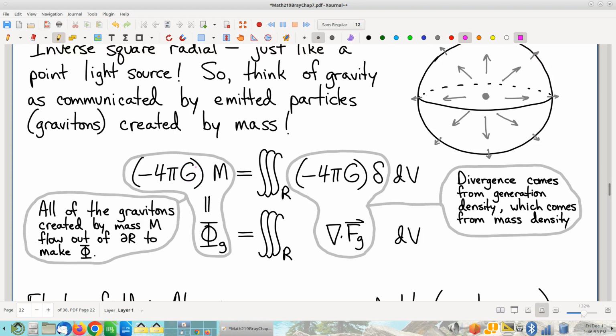Could you just explain one more time why that is equal to flux? So the idea is that mass shoots out gravitons. More mass shoots out more gravitons. And since any mass that's on the inside of your surface has to eventually leave the surface, the more mass you have, the more gravitons you have. That means the more graviton flux you have, and so the total flux is proportional to the total mass. That's the idea. Is that cool?